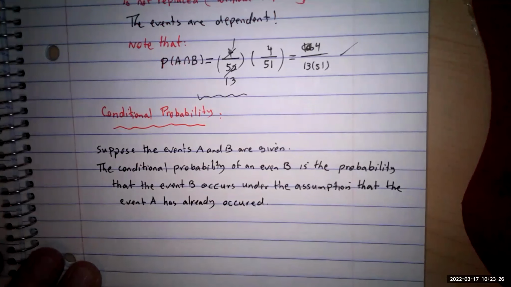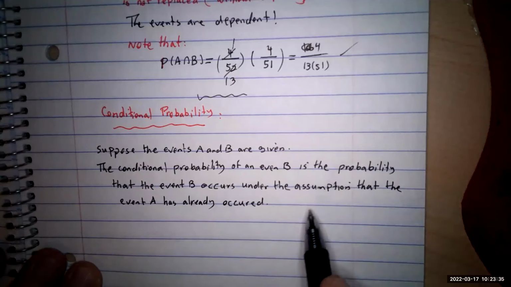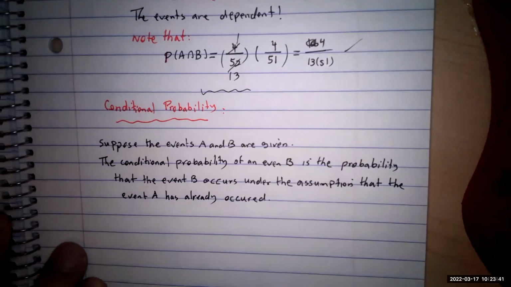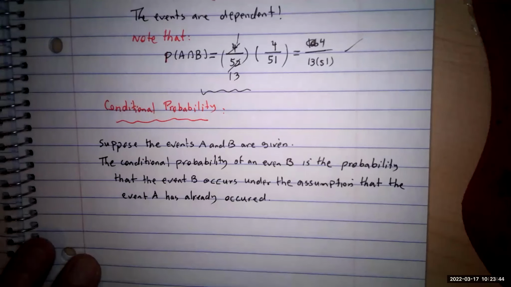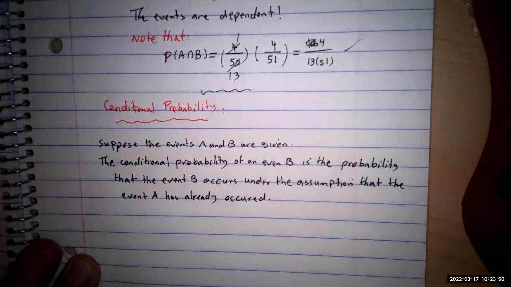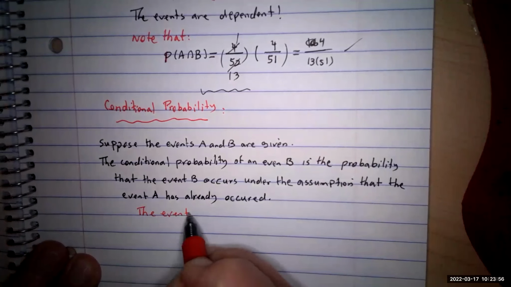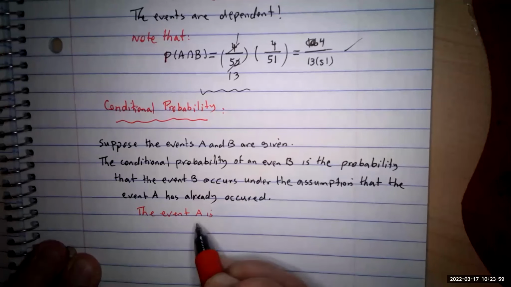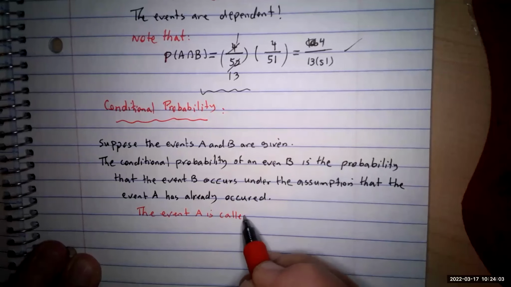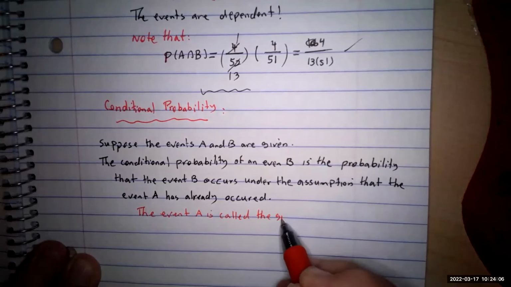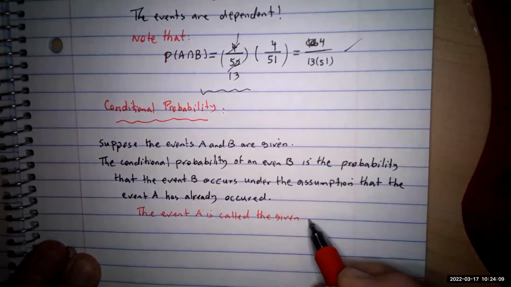Okay, this means, for example, the probability that I will buy a new car, given that I've already got a raise in my salary. So in that case, this chance of buying a new car is kind of conditional. The condition is I should get the raise first. Okay, this A, we are going to call the given event. The event A is going to be called the given event. Always we denote it by the given event.